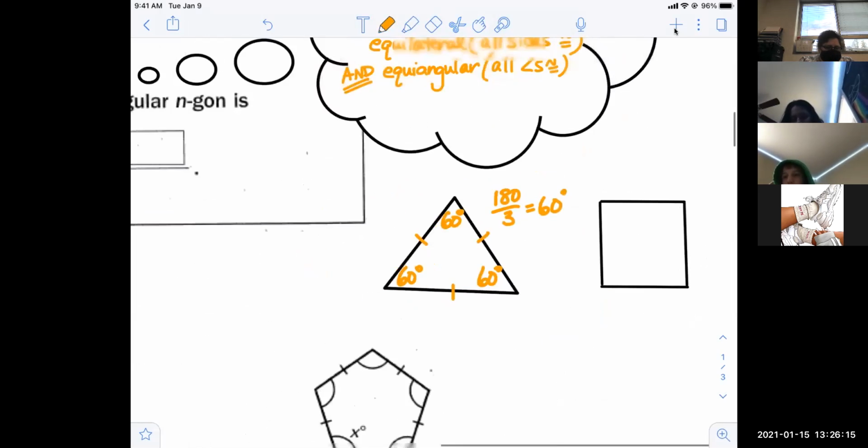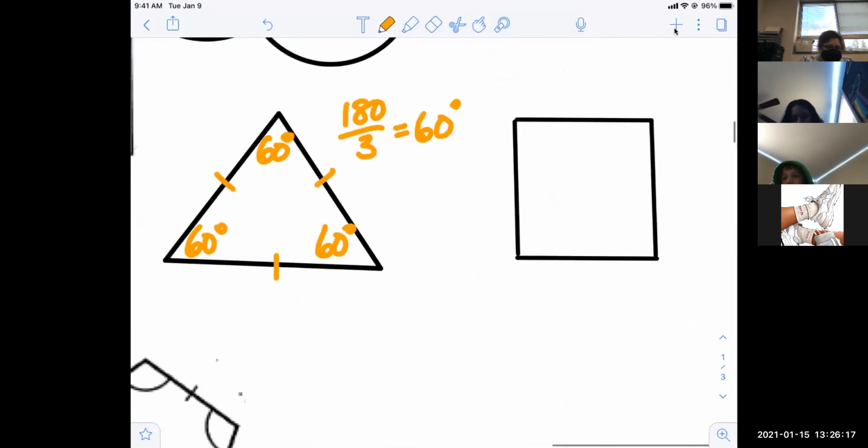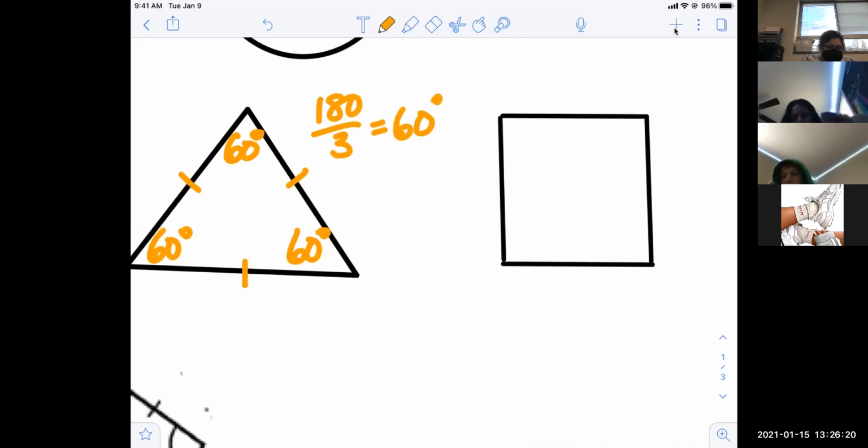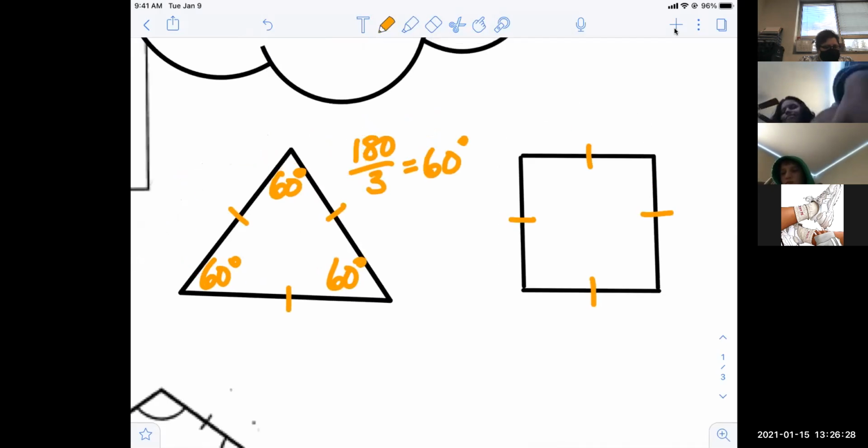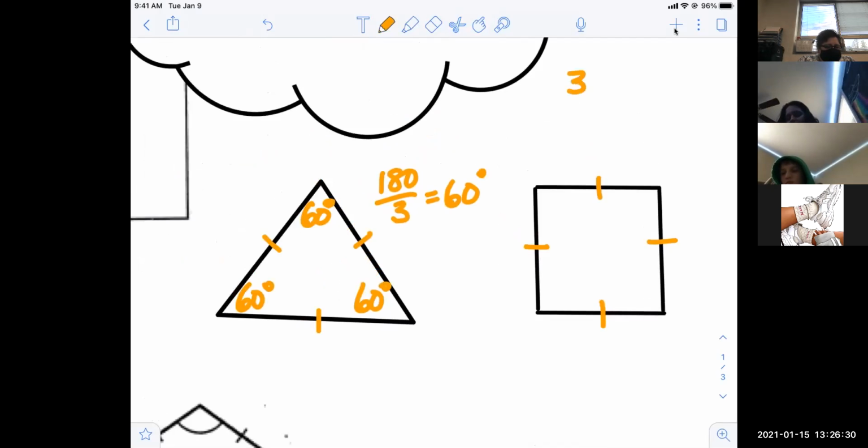Okay, how about a quadrilateral that is regular? It has to have 4 congruent sides. What will the angle measures have to be? And why are they 90? Yeah, they have to add up to 360, and it's regular, so all the angles are the same. When you take a fourth of 360 or divide 360 by 4, that makes all of those angle measures 90 degrees.